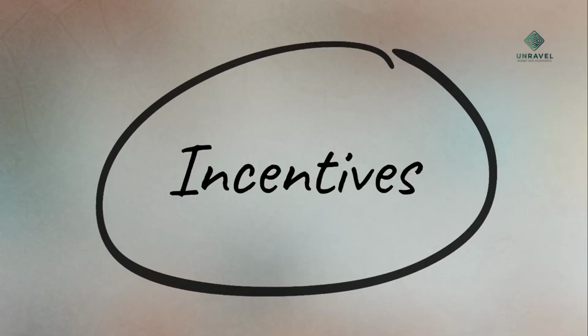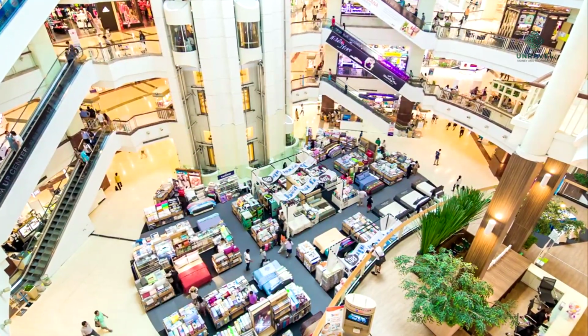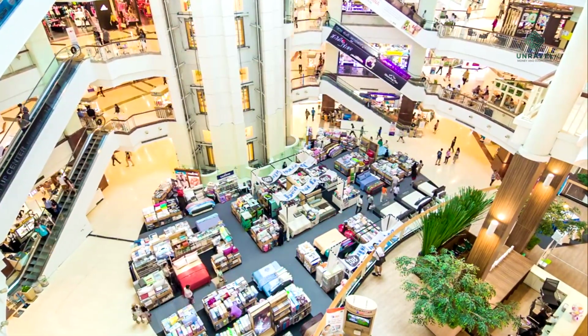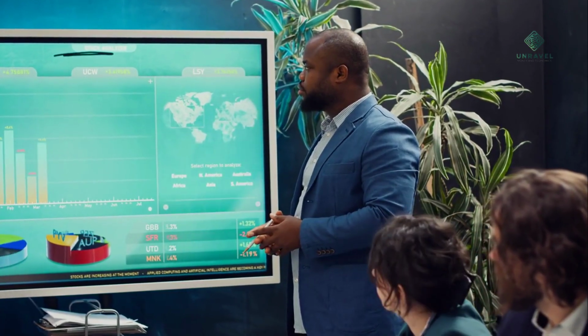Another key idea in economics is incentives. People respond to incentives in predictable ways. If the price of something goes down, people tend to buy more of it. If it goes up, they buy less. This principle helps explain everything from sales strategies to public policy.